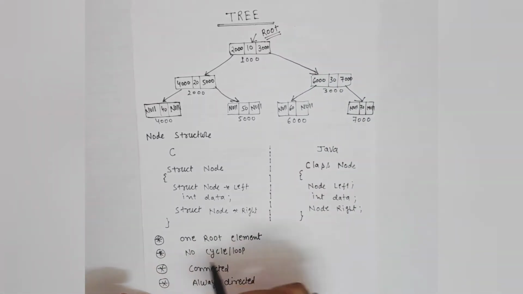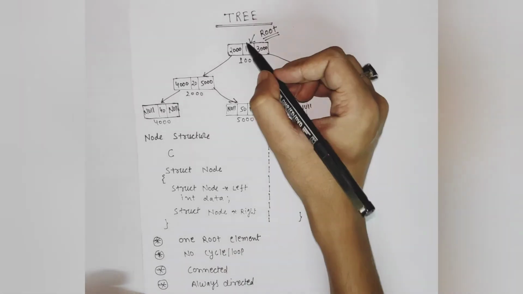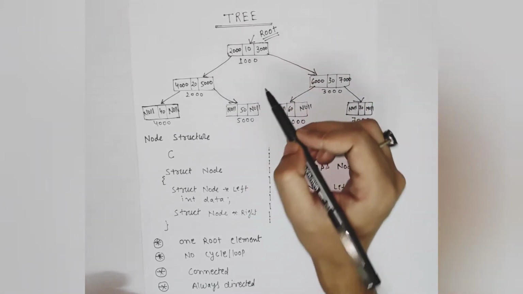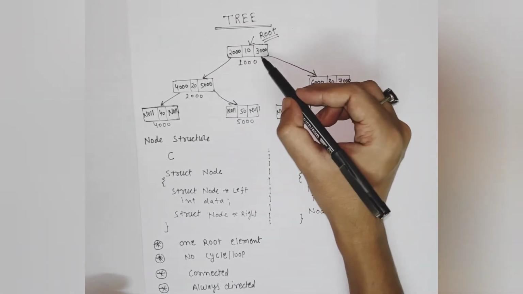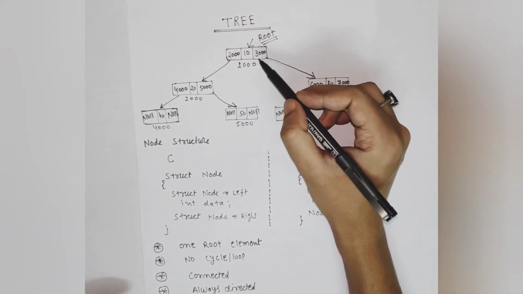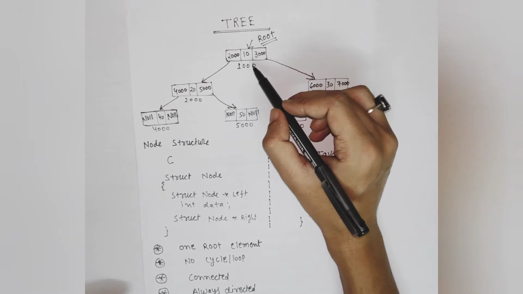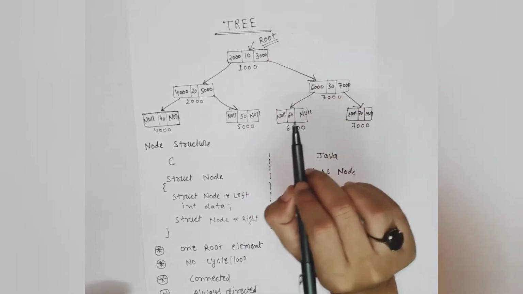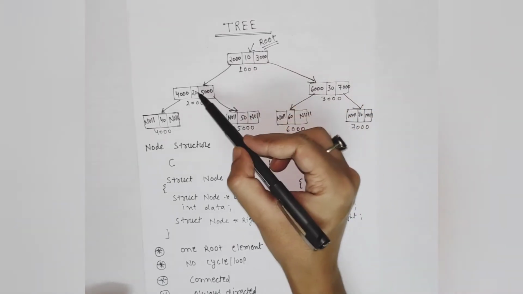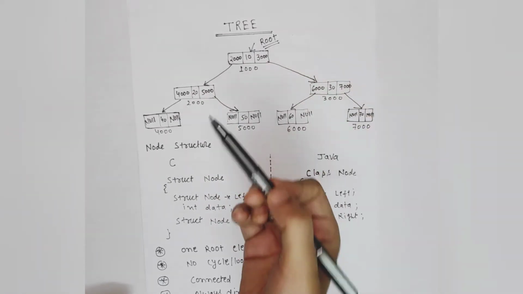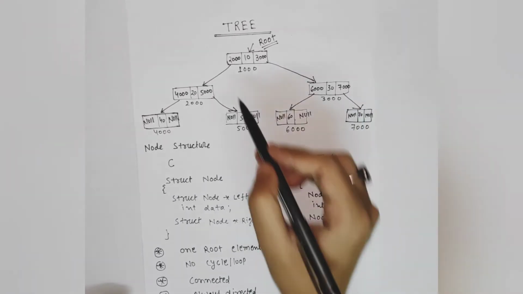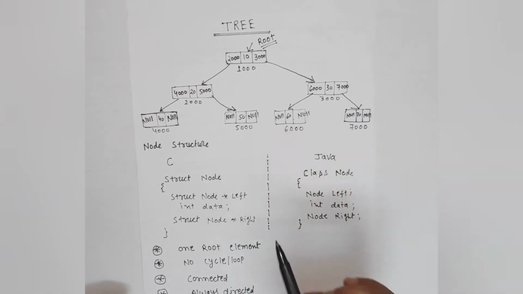The second property is no cycle or loop. In this tree you can observe there is no cycle. Cycle means suppose you start at any node and after traversing you come back to that node only, then it is a cycle or loop. But in a tree there is no cycle. Here you can see, suppose you are starting from 10, then you cannot come back to 10. Suppose you are starting with 30, then you cannot come back to 30. So in this there is no cycle.